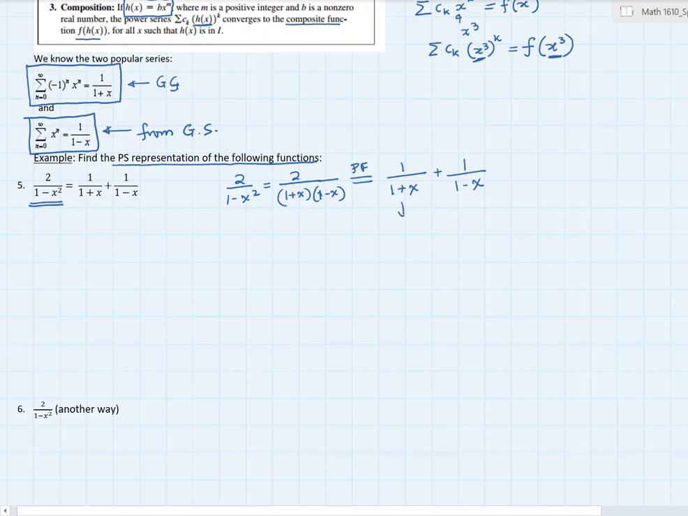Now I know the power series of this. So the power series of this is -1 to the power n x to the power n. The power series for this is simply x to the power n.